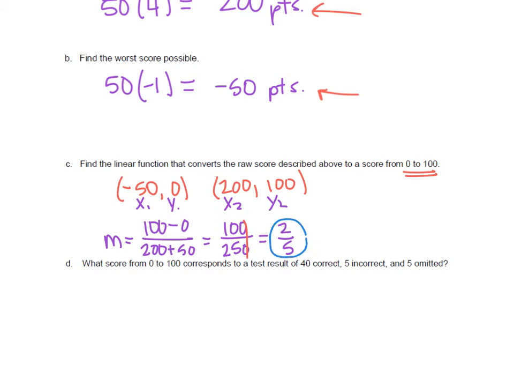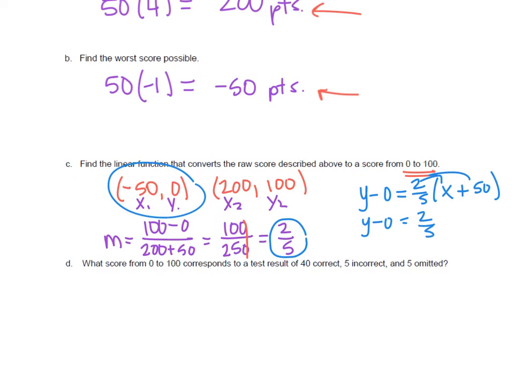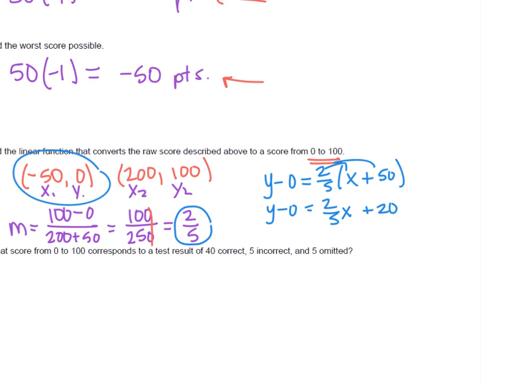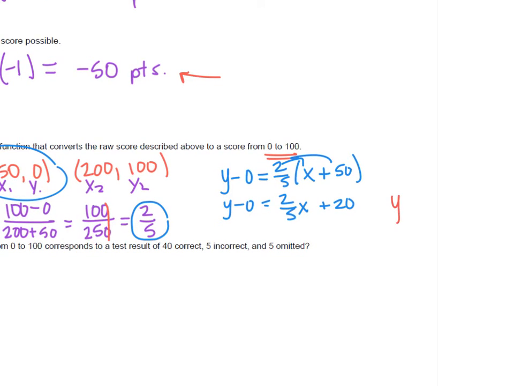So we take our slope and pair it with our first ordered pair like we usually do and write our equation. y minus 0 equals 2/5 times x minus a negative 50, so plus 50. Distribute our slope. y minus 0 equals 2/5 x, and then 2/5 times 50 is 20. And y minus 0 is just y, so the linear function we have is y equals 2/5 x plus 20.